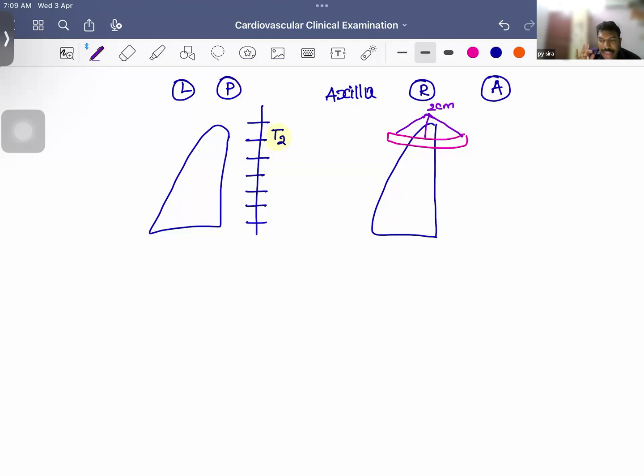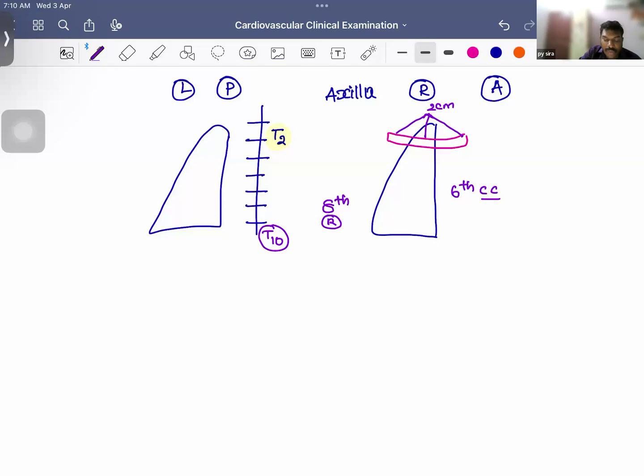Then if you take the pleural border, it is going to start at the 6th costal cartilage at the level of the sternum. Then this is going to meet the 8th rib at the axilla. Then it is going to meet the T10 vertebra at the level of the scapula, or at the level of the paravertebral area. So this is going to form the lower border of the pleura.